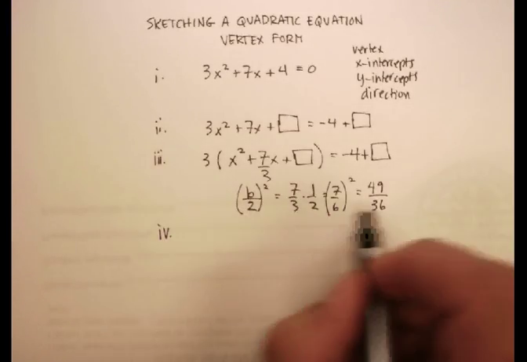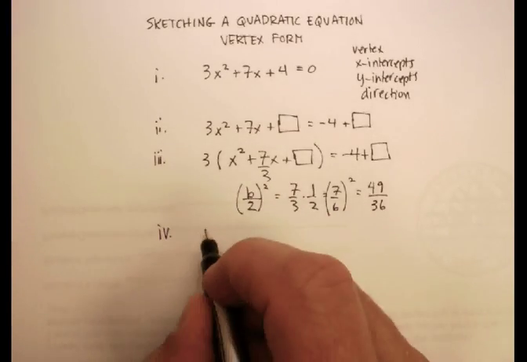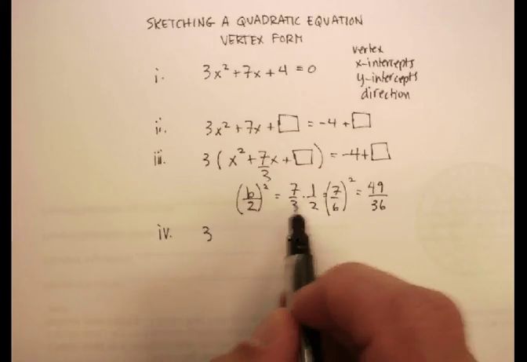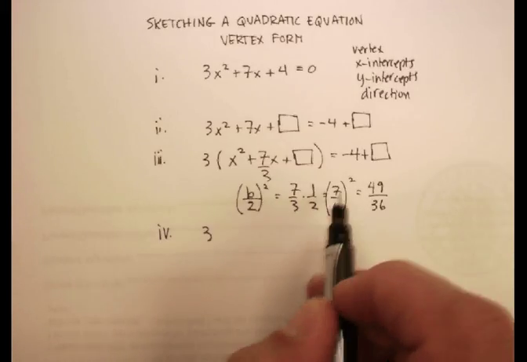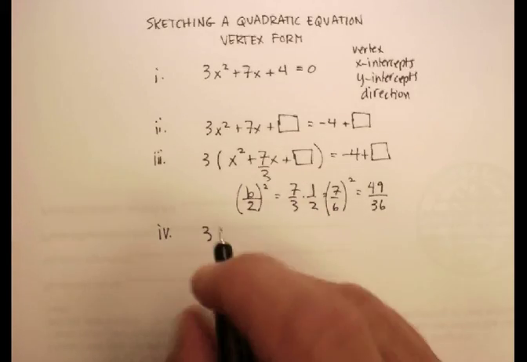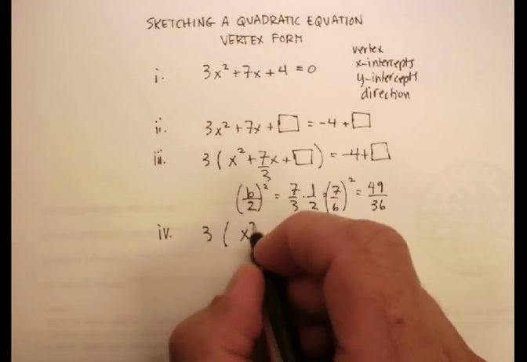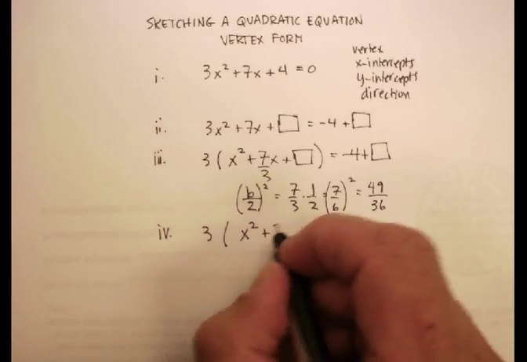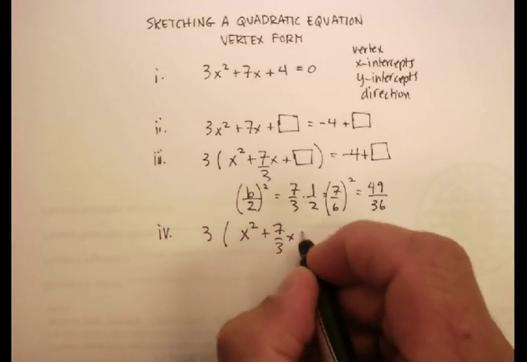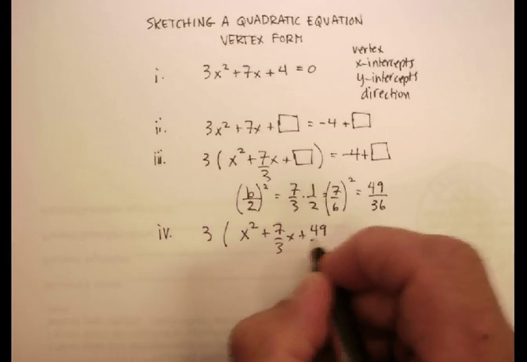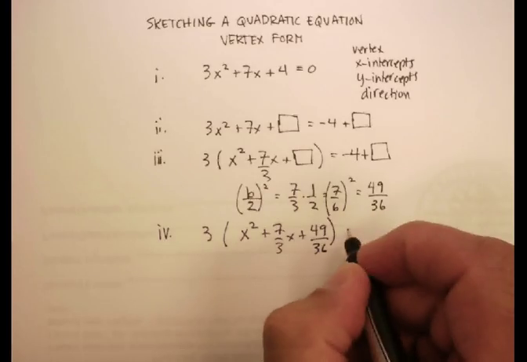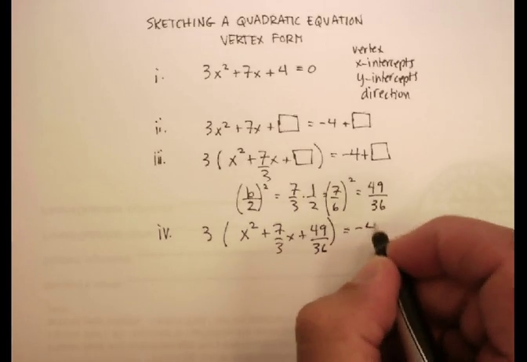Again, go over that procedure if you want to see how that happened. Half of that is like multiplying it by 1/2. Then you square it, and that's what goes in there. That gives me x squared plus 7 over 3x plus 49 over 36, and that's equal to negative 4 plus.